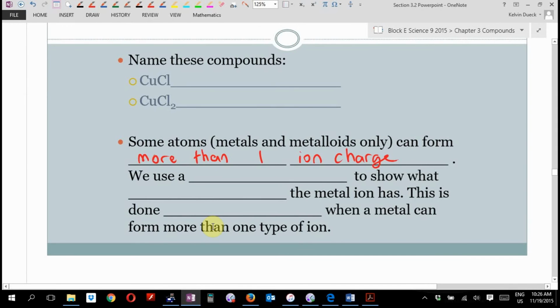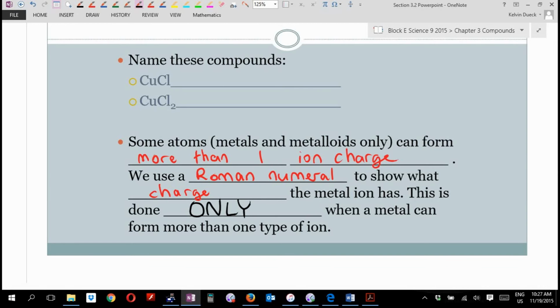We use a Roman numeral to show what charge the metal ion has. This is done only when a metal can form more than 1 type of ion. Which metals can form more than 1 type of ion? All of the ones on your periodic table that have more than 1 plus.